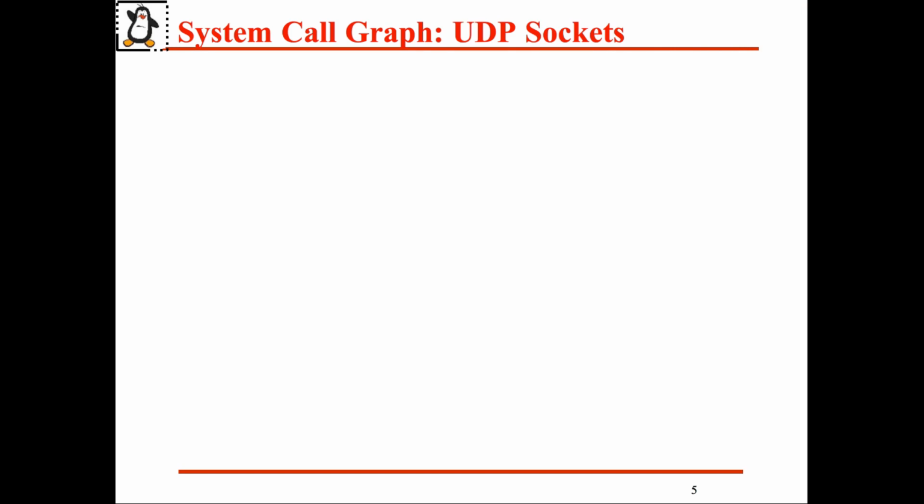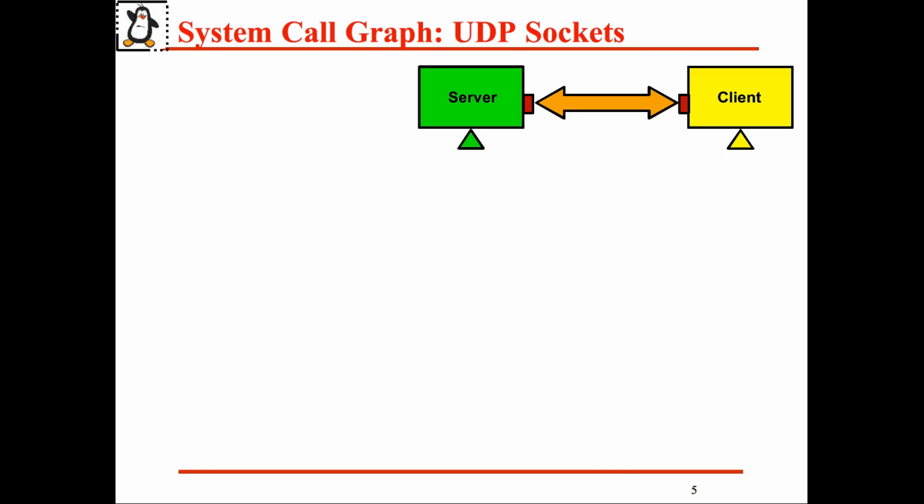Okay, let me describe the sequence of these calls by analogy with the postal system. Well, as there is no connection establishment, no three-way handshake or four-way connection termination in the case of UDP sockets. So unlike a TCP server, in the case of a UDP server, there is only one socket on which all the data transfer takes place with the client socket. So on the server side, there is one socket instead of two.